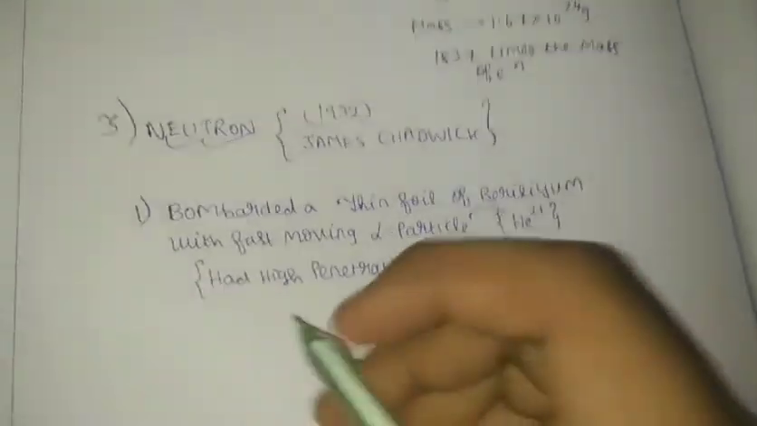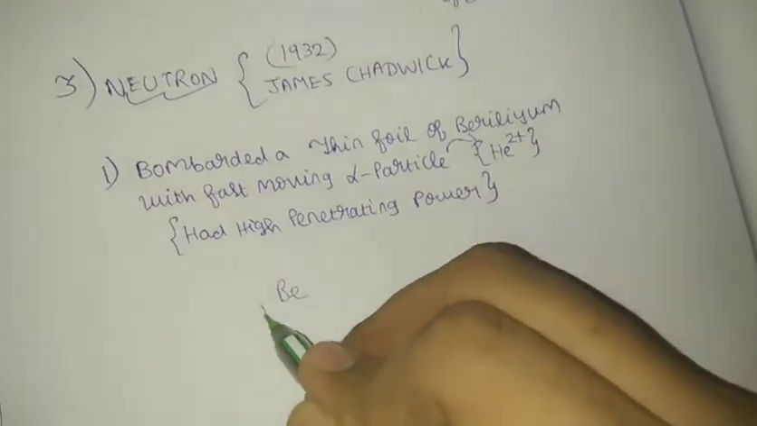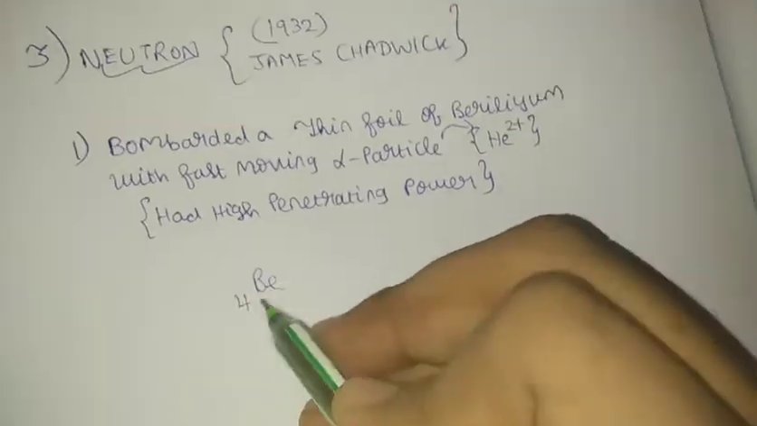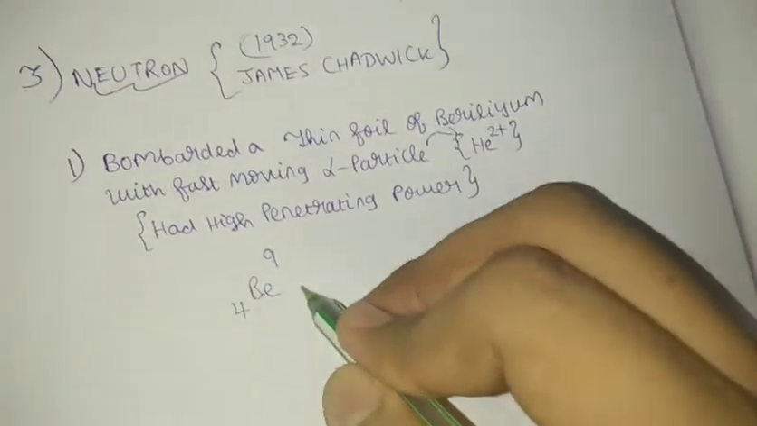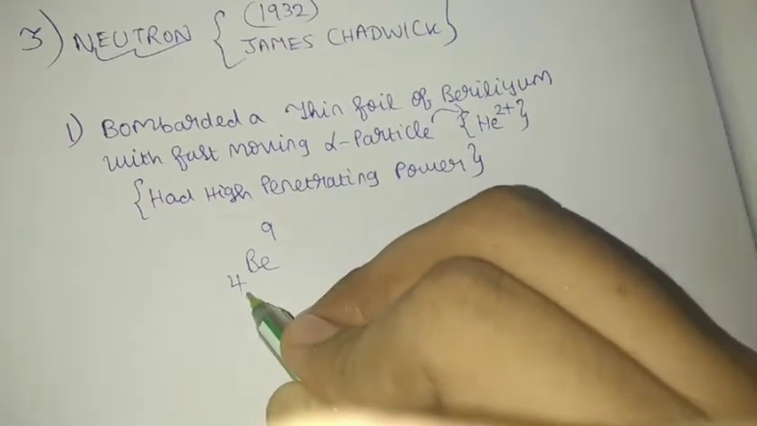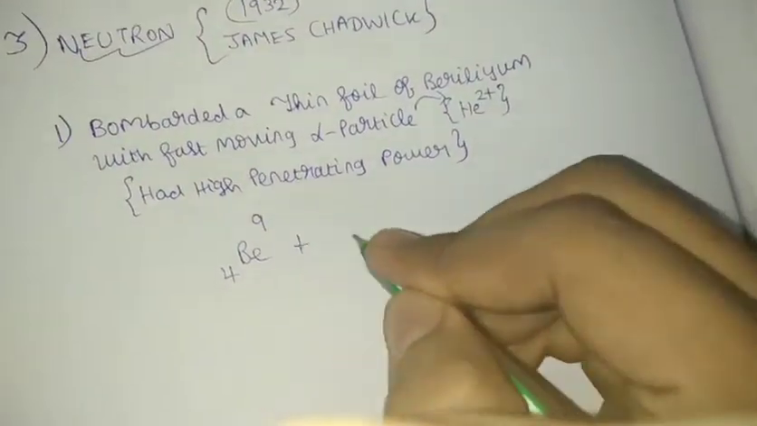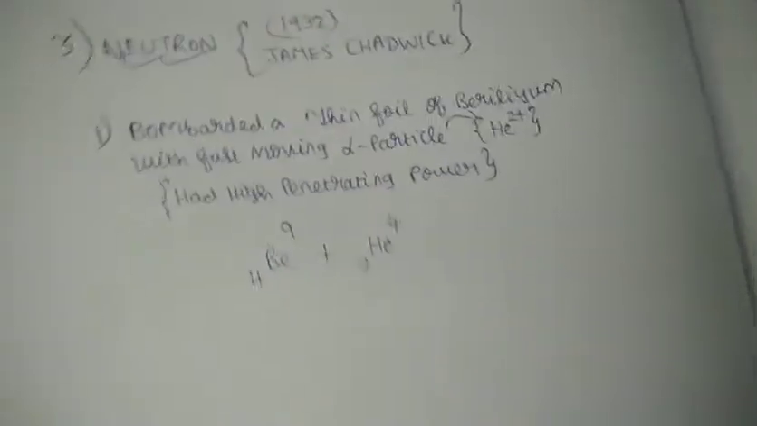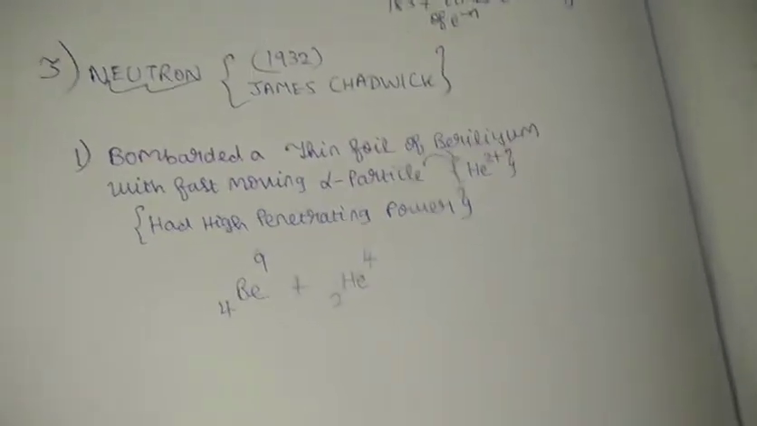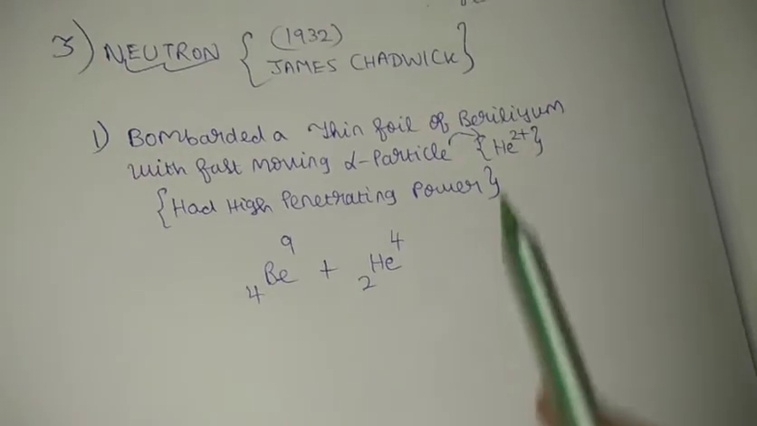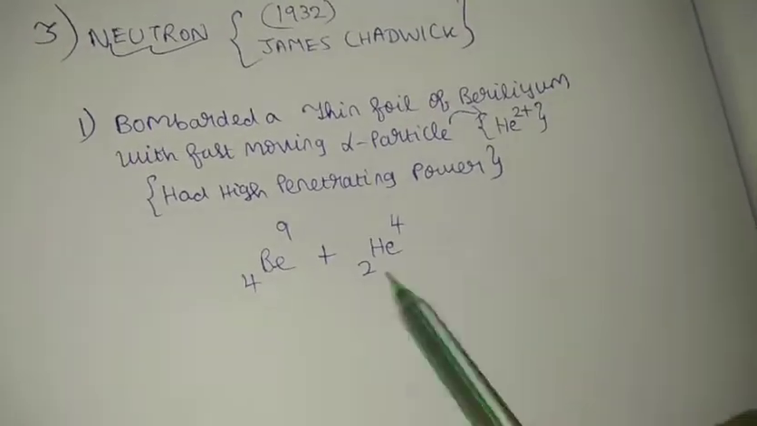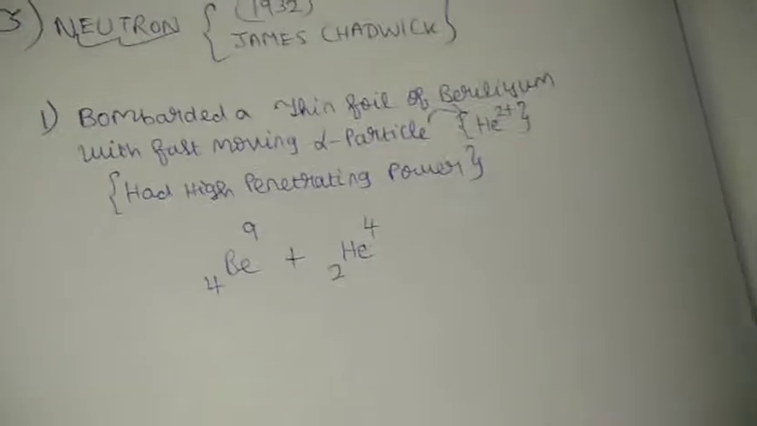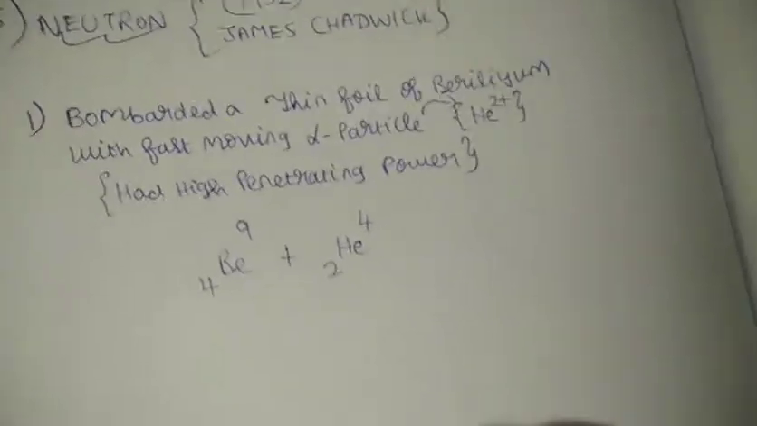So what was the reaction? Beryllium has atomic number 4 and atomic mass of 9. You should have read in 9th standard how to represent an atom. Then helium-4 (atomic number 2, mass number 4) is actually the alpha particle. Even if it loses the 2 electrons, the representation would be the same, right? Do you realize that? Because the electron does not have that much mass that it would vary the representation itself.